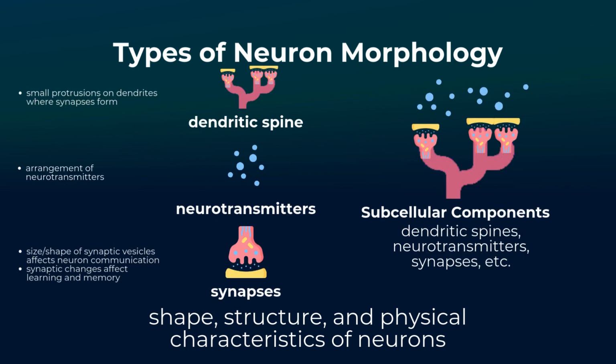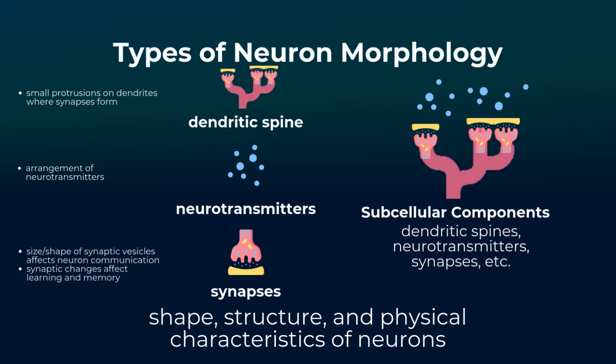And now we have the subcellular components. At a more granular level, neuron morphology also explores the subcellular structures such as dendritic spines, which are small protrusions on dendrites where synapses form. These spines play key roles in synaptic strength and plasticity.